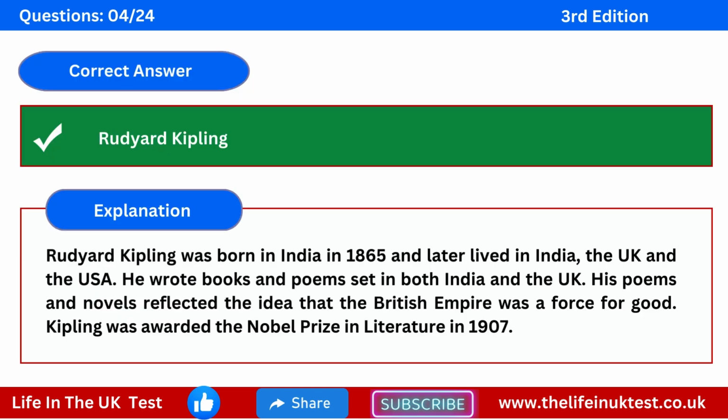The correct answer is Rudyard Kipling. For explanation, Rudyard Kipling was born in India in 1865 and later lived in India, the UK and the USA. He wrote books and poems set in both India and the UK. His poems and novels reflected the idea that the British Empire was a force for good. Kipling was awarded the Nobel Prize in Literature in 1907.